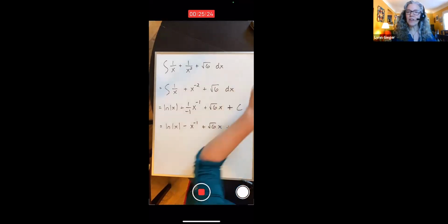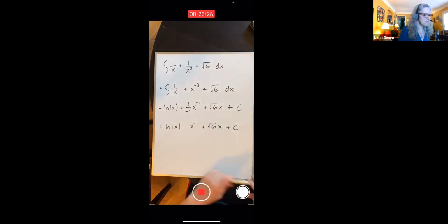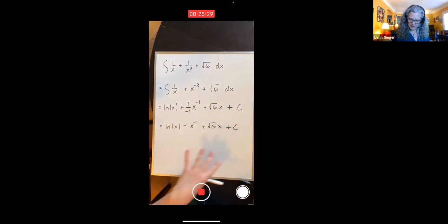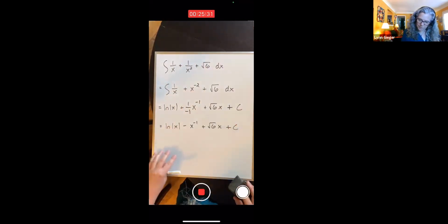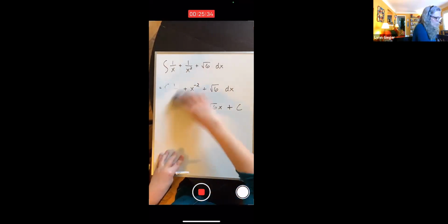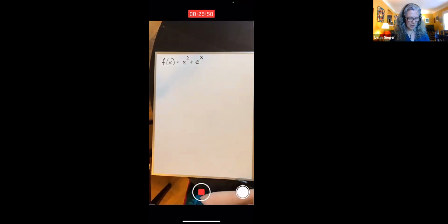Now, does that mean that you can never figure out what the c is? No, heck no. Let me erase this. Now, say I've got the function f of x is equal to x squared plus e to the x, and I want to take its antiderivative.